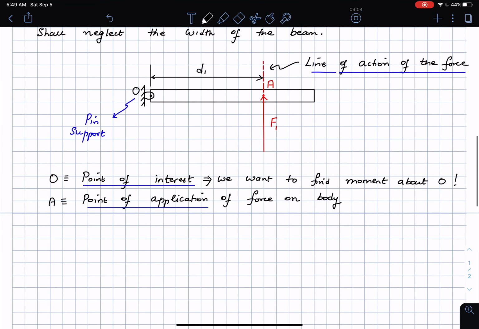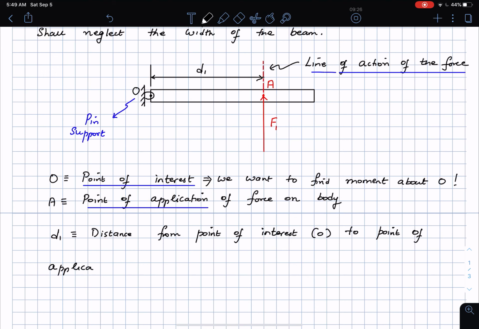Okay, so d1 is a distance from point of interest, which is point O, to point of application of the force F1. Okay, the point of application, I guess, is the point A, so let me scoot this and write that down here. So the point of application is the point A of the force F1.